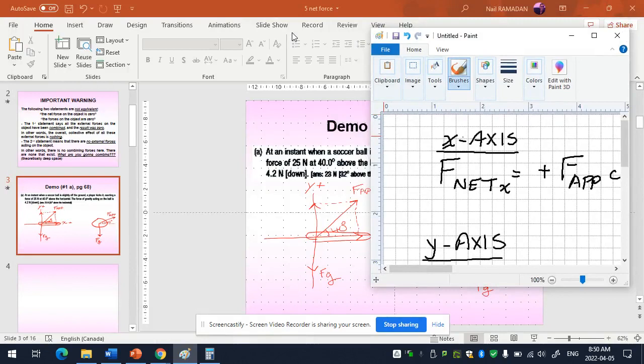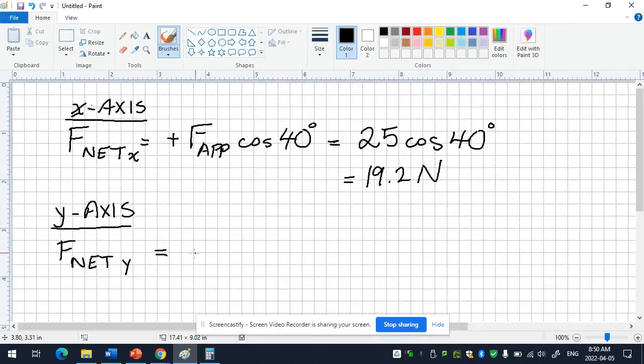This one gets what? This one gets, and this one obviously gets what? Negative. So we have a plus and a minus. Okay? So plus F app sine of 40. Subtract how much? How much is FG? Full 4.2 with no breakdown. 4.2. We just got to write FG for now to keep it in consistent symbols.